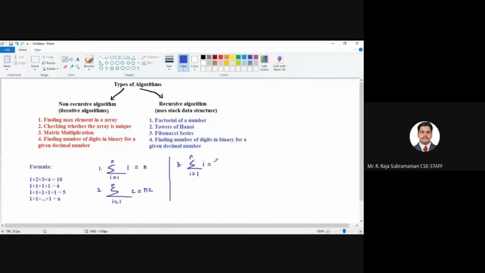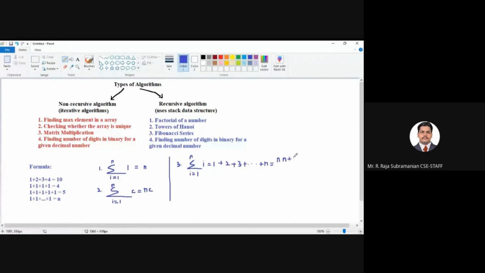It is nothing but 1 plus 2 plus 3 plus dot dot dot plus up to n. So what will be the formula for this? n into n plus 1 by 2. This is an arithmetic progression, right? It is n into n plus 1 by 2. Very good.